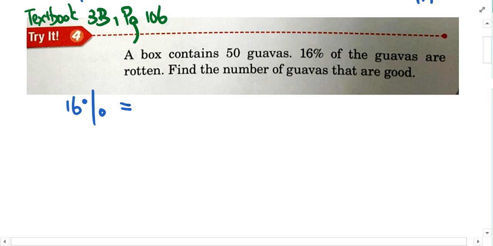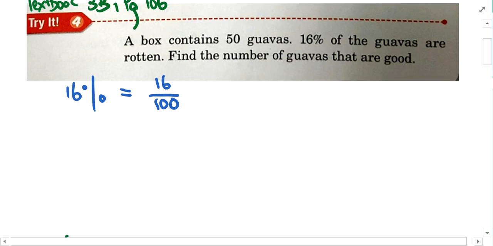Yesterday it was multiplied by 100. So if I want to convert back to fraction, it's 16 over 100. Thank you. So 16% has the same meaning as 16 over 100. Why do I need to convert to fraction? Because I need to find out, out of the 50 guavas, how many guavas are rotten?